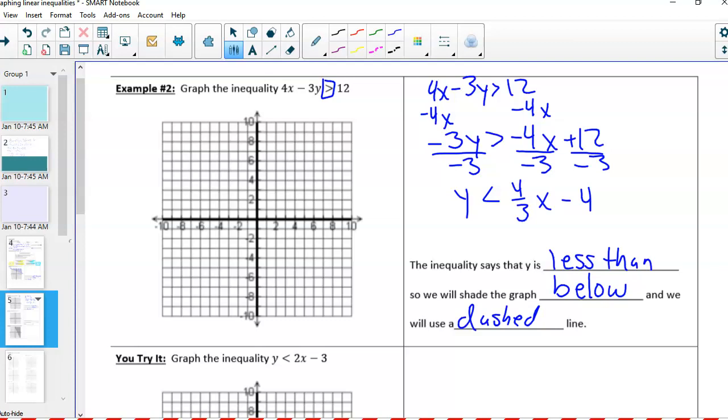Okay. So let's graph this line. We're going to start at negative 4. We now have a positive slope, up 4 and right 3, as many times as possible. And then go down 4 and left 3 as many times as possible.